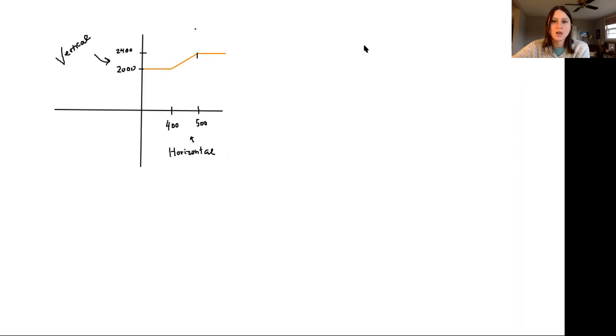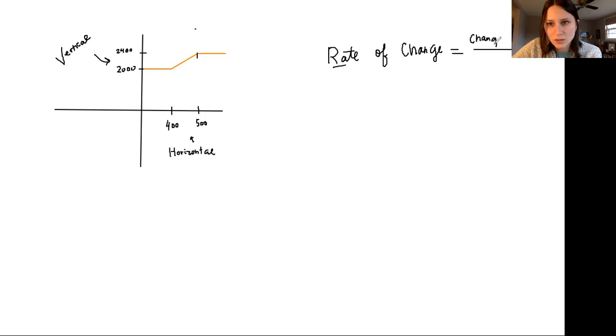So when we're looking at the change of a line, we call that the rate of change. We've talked about rates in the past. A rate is really just another way to describe a ratio or a unit ratio, unit rate. The rate of change is a ratio describing the change that is seen. How you describe the rate of change is the change in the vertical over the change in the horizontal.